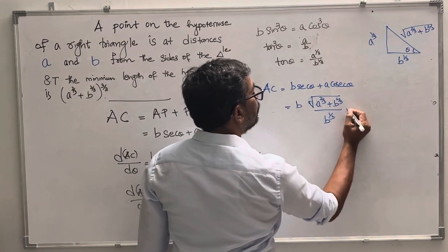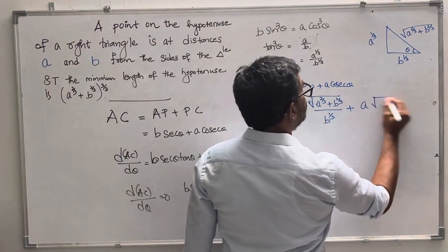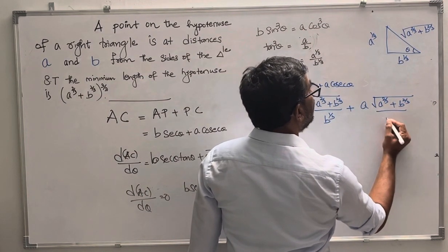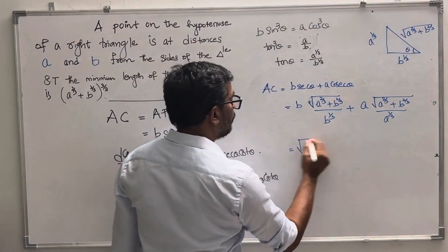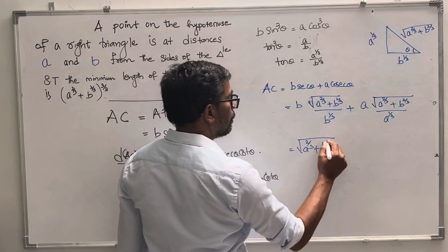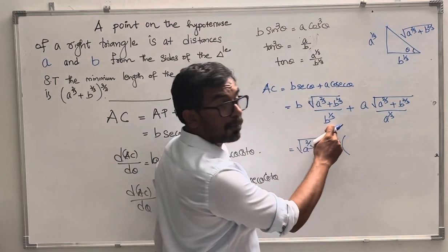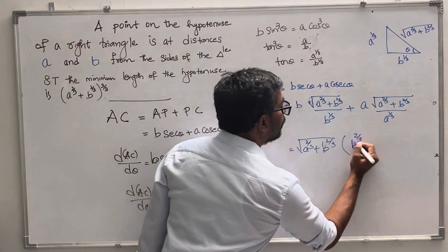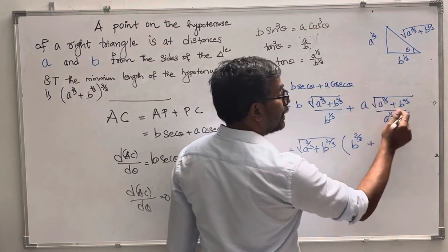1 by 3, plus, now A cosec theta is hypotenuse by opposite side, root of A power 2 by 3 plus B power 2 by 3 by A power 1 by 3. Let me take root of A power 2 by 3 plus B power 2 by 3 as the common factor. What is left? B by B power 1 by 3. When you divide B by B power 1 by 3, 1 minus 1 by 3 is 2 by 3. Plus this A by A power 1 by 3, A power 1 minus 1 by 3 is A power 2 by 3.